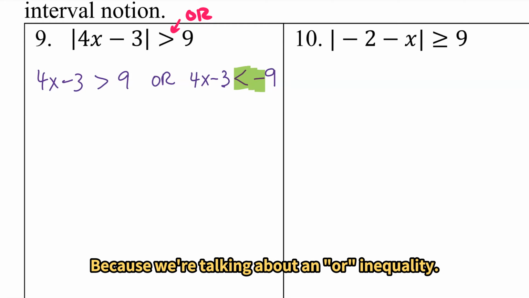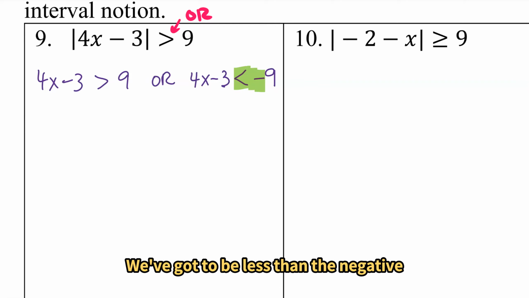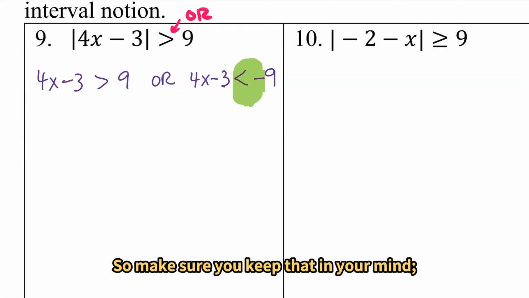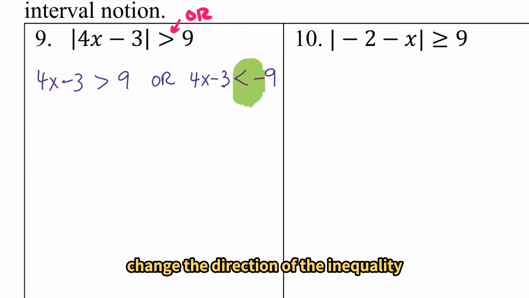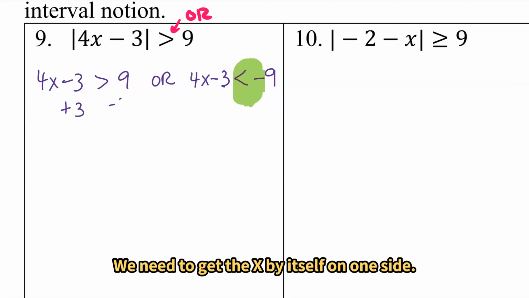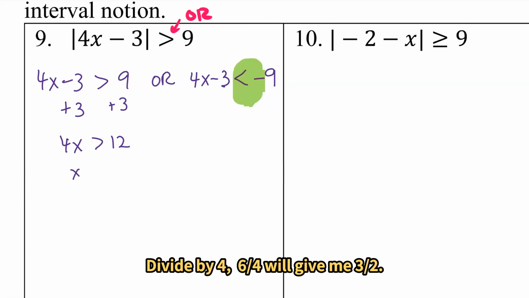Because we're talking about an or inequality, we've got to be less than the negative in order for the distance to be greater. So make sure you keep that in your mind. We change the direction of the inequality and we put a negative on the number. And then we solve them just like we solved ors. So we need to get the x by itself on one side, divide by 4. 6 divided by 4 will give me 3 halves.